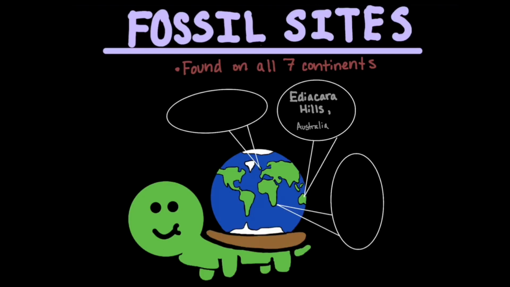Some examples include the Ediacara Hills in Australia, where the Ediacaran fauna from last episode were found. Jurassic marine and flying reptile fossils have been found on Jurassic Coast in the United Kingdom. The cradle of mankind in South Africa has a large concentration of human-like primate fossils.